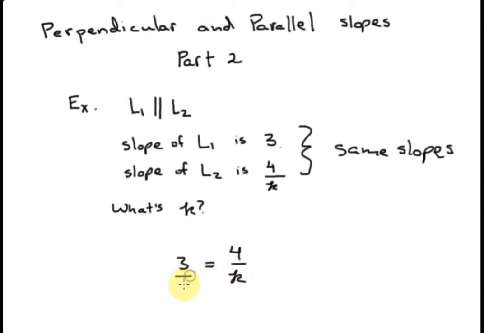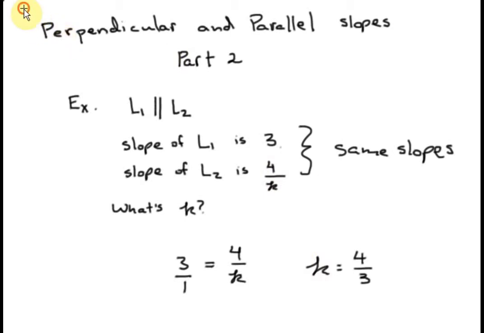So I'm going to turn the 3 into 3 over 1, so I can just cross multiply and divide. And so my answer for k is 4 times 1 divided by 3, or 4/3. And that's what k is. So that was my first example.